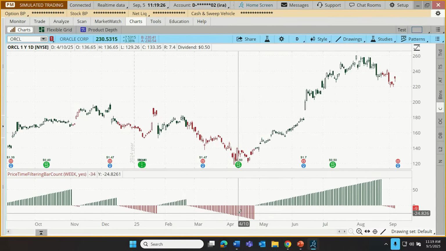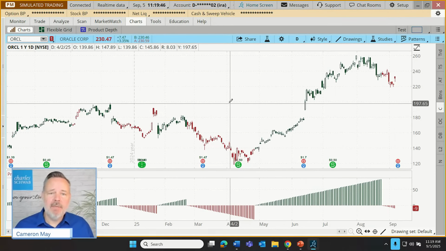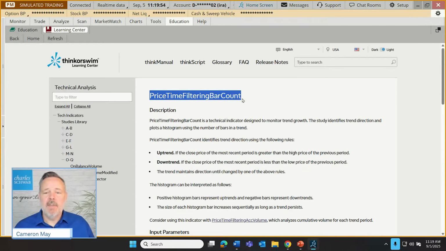So how are these constructed? Some indicators can be fairly complicated, all sorts of algorithms. This one's not so much. And the nice thing is, with most of these indicators, Thinkorswim actually, I don't know if you knew this, provides a definition and an example of each indicator right on the platform. So I'm going to go to the education tab. I've already loaded it up here. You can see I'm already on the page where the details of this tool are discussed.